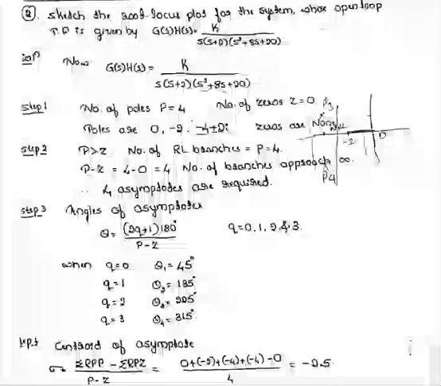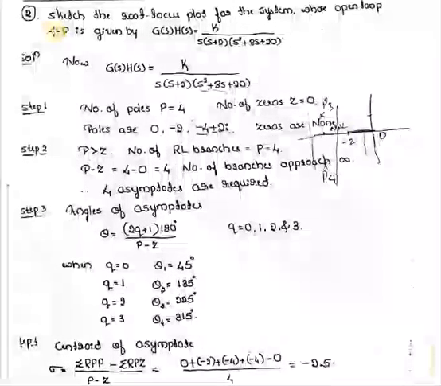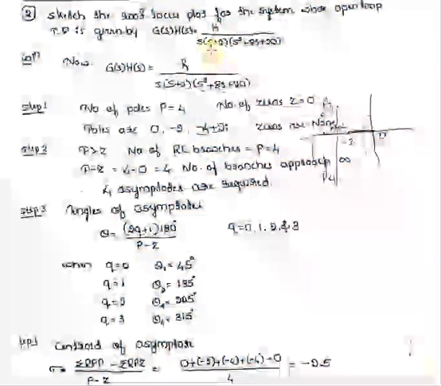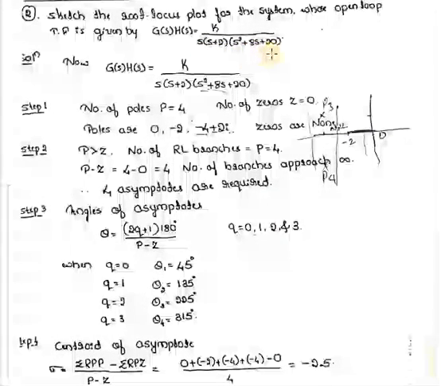The statement is: sketch the root locus plot for the system whose open loop transfer function is given by G(s)H(s) = K / (s(s+2)(s² + 8s + 20)). So we'll begin with the solution.